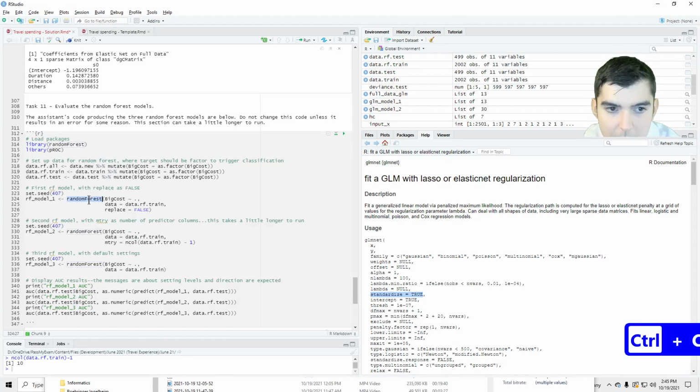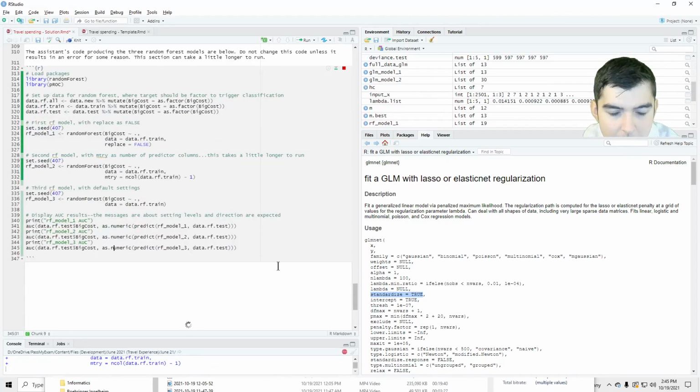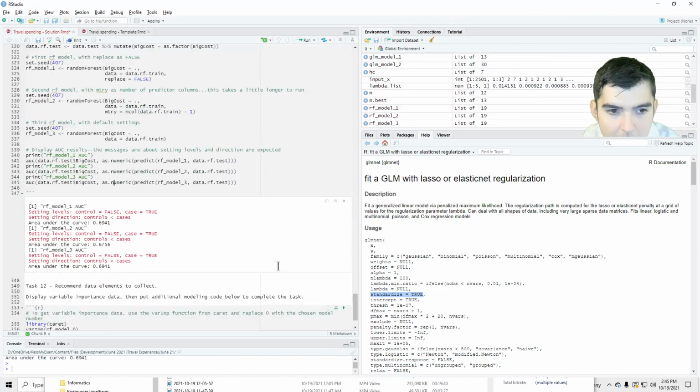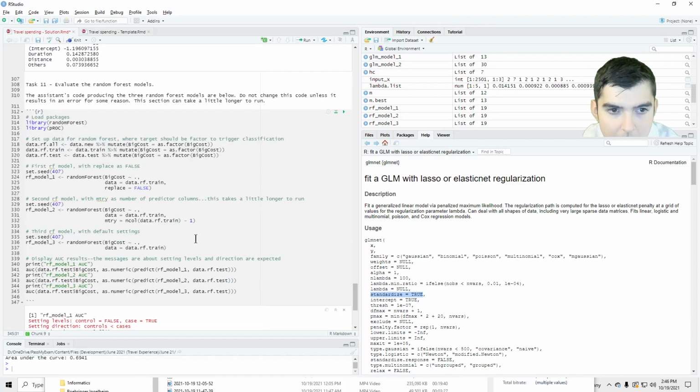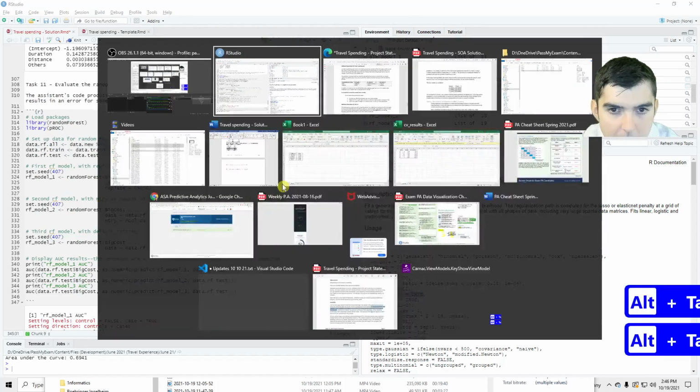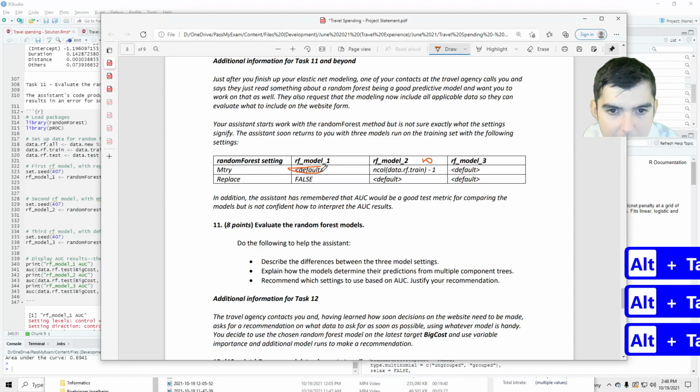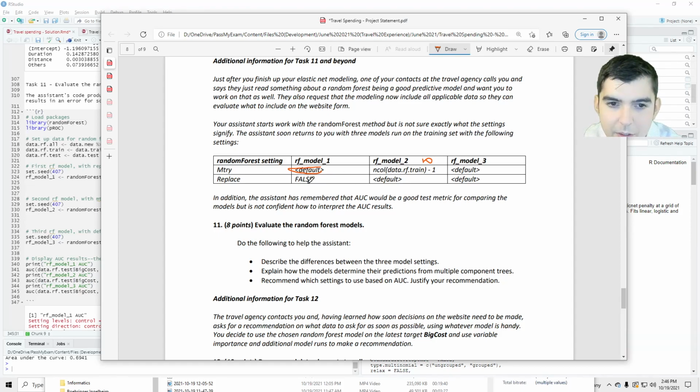So if I look at the documentation and I press F1, okay, here's the first model, here's the second model, and the third model. And then there are some AUC results. So if I just run this, I'll see that it comes up with different AUCs, okay? But I'm trying to figure out what these defaults mean. It's sort of like a crossword puzzle where you're trying to fill in the missing values.